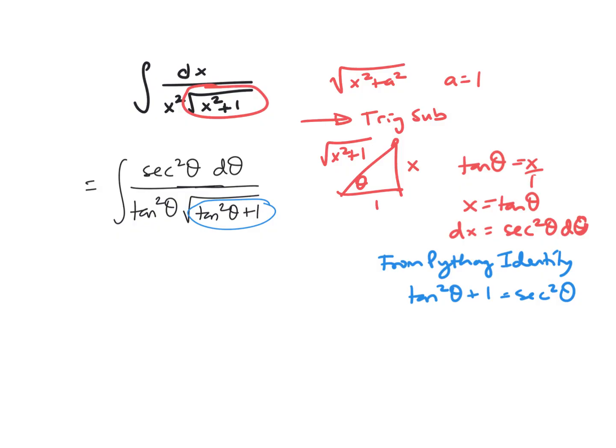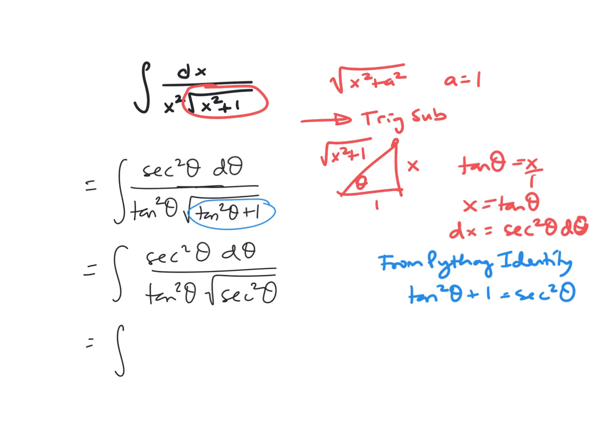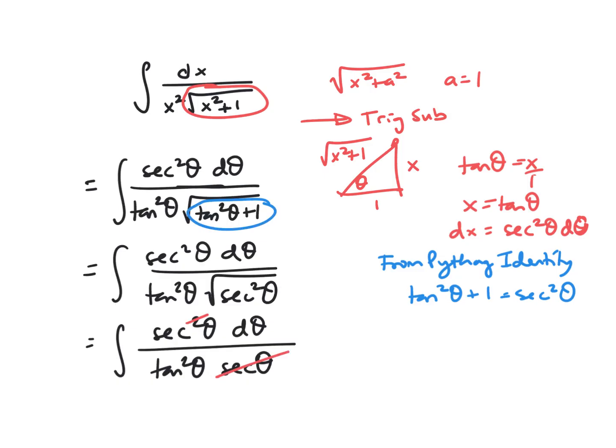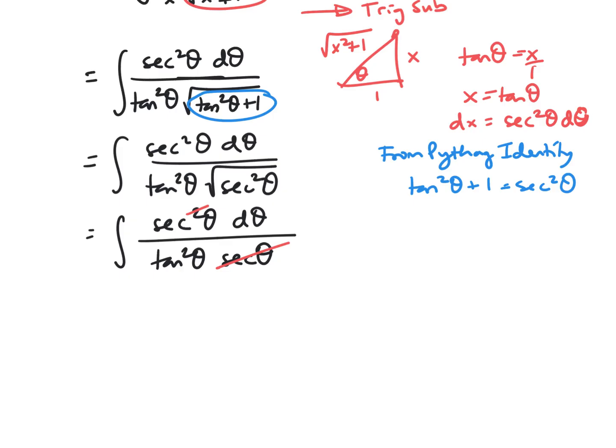So tangent squared plus 1 is secant squared. And so I'm going to rewrite that. So I got secant squared theta d theta, got tangent squared, and then the square root of secant squared. But the square root of secant squared is just secant. And so I'm going to be able to cancel one of my secants. So this cancels, and this is what I'm left with. Now here, I don't have a lot of options. I could use tangent squared as secant squared minus 1, but I can't split denominators, so it's not super useful to do that.